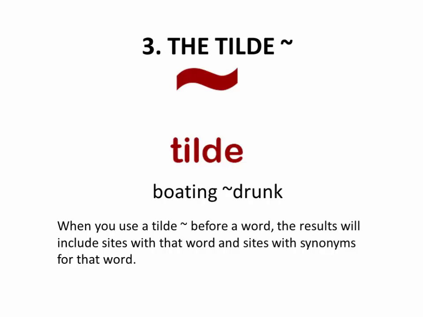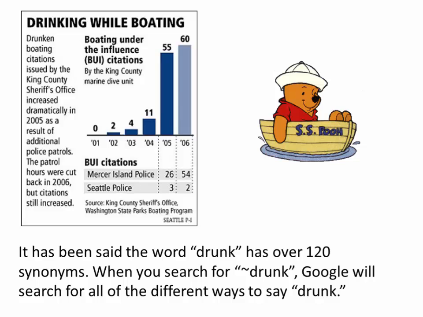The tilde. When you use a tilde before a word, the results will include sites with that word and sites with synonyms for that word, such as drunk. And here's your example. It's been said the word drunk has over 120 synonyms. When you search for drunk, Google will search for all the different ways to say drunk.